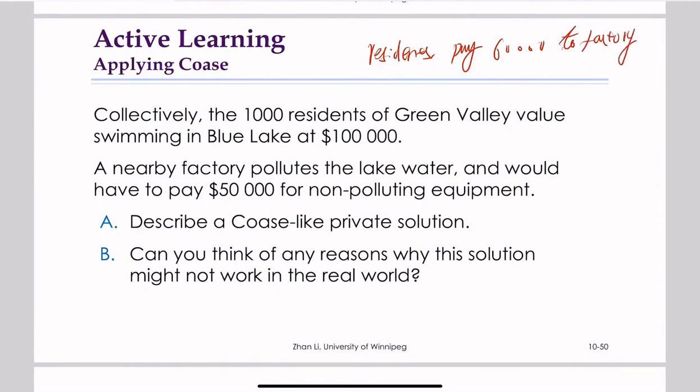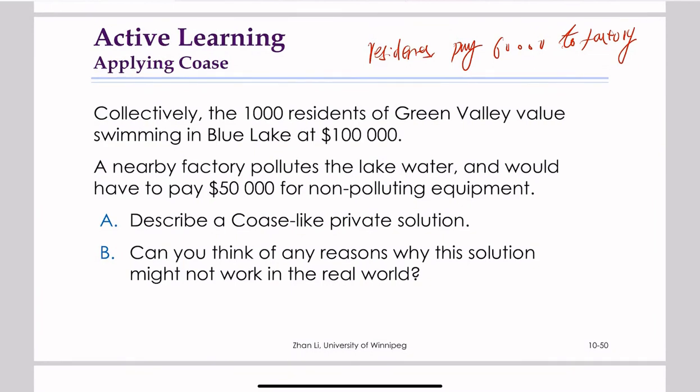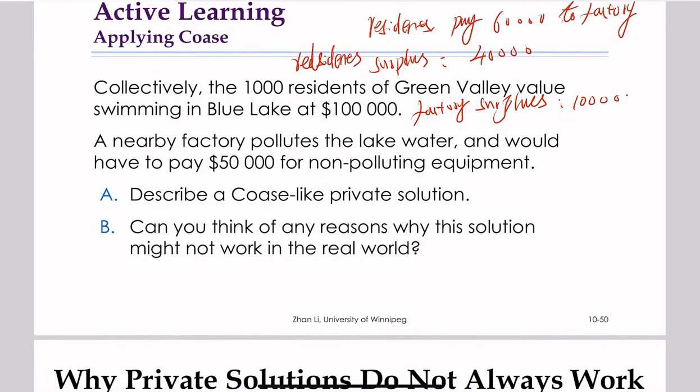If you look at these numbers, you can see that even after paying this $60,000 to buy this non-polluting equipment to reduce pollution, the residents' surplus is $40,000. And what is the factory's surplus? Well, the factory gets $60,000, but it only needs $50,000 for this non-polluting equipment. So the factory's surplus is $10,000. So if these residents bargain with the factory over purchasing this non-polluting equipment, then both the residents and the factory could be better off. So this is a Coase-like private solution.